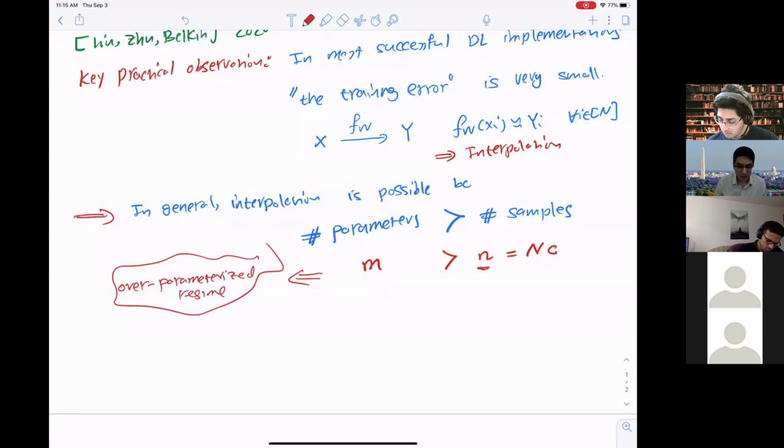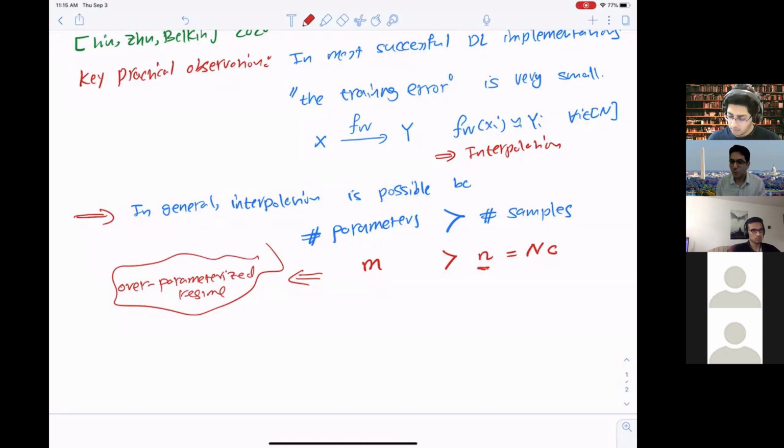Okay, so I see there are some questions. Let me pause. Right, so there's a question. It says, when the number of parameters is larger than the number of samples, when we are in an over-parameterized regime, isn't bias overfitting huge? This is an excellent, excellent question.